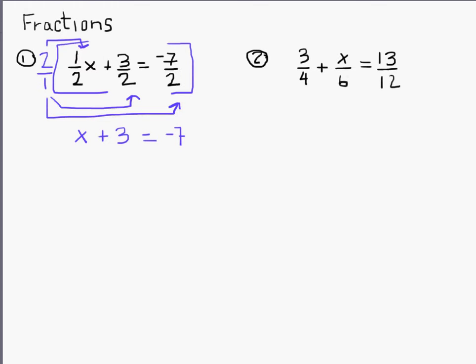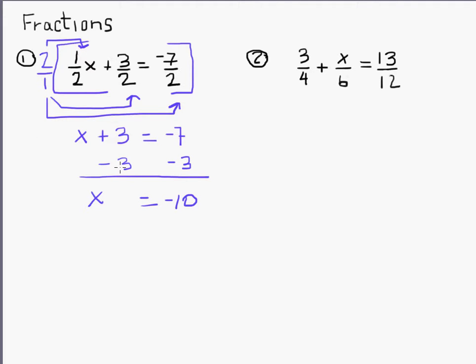Now, in one step, we have managed to eliminate all the fractions and reduce this problem to a simple one-step equation. We're going to undo what's happening to the variable by subtracting 3, because 3 is being added. So I put negative 3 on both sides. I'm left with x because this becomes 0. And negative 7 and negative 3 is negative 10. Just think negative 7 on the number line, and it says go in the negative direction 3, and that would take you in the negative direction to negative 10.